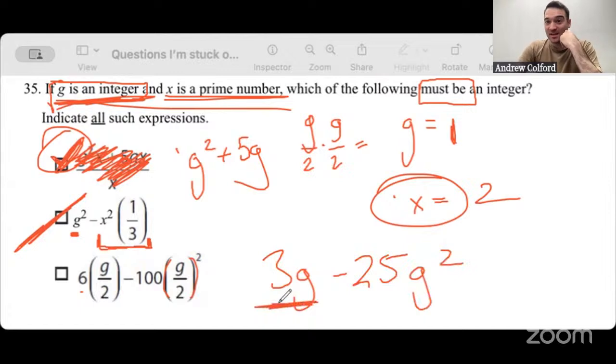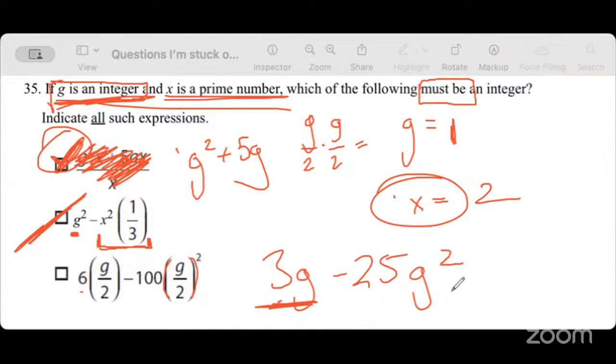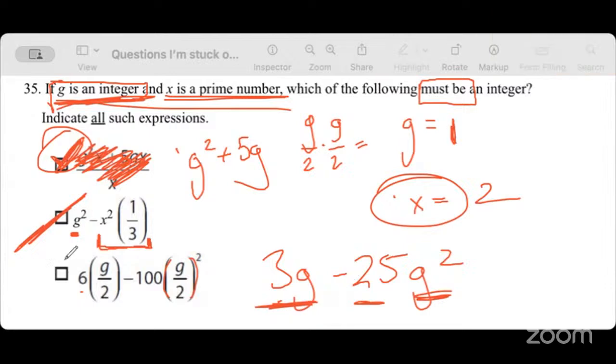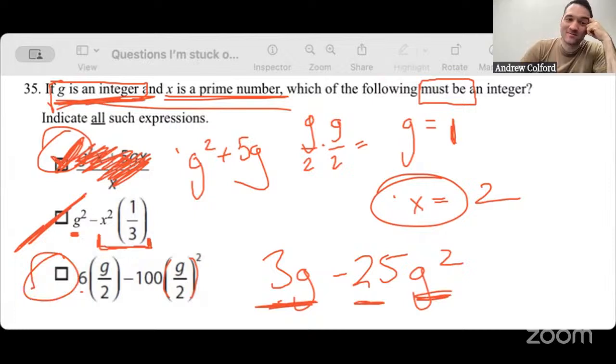This is always going to be an integer. G is an integer. So if I multiply an integer by 3, it's still going to be an integer. And this is going to be an integer. An integer squared is an integer. Times 25 is still an integer. And if I'm adding, subtracting integers together, I'm always going to get integers. So this one is in as well.